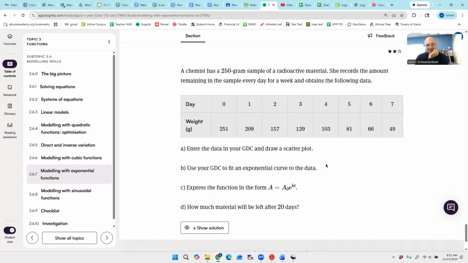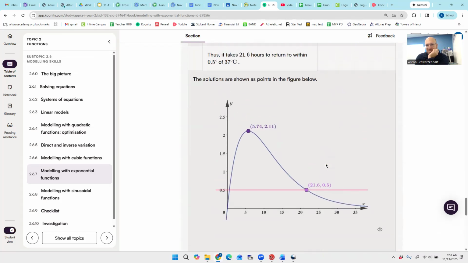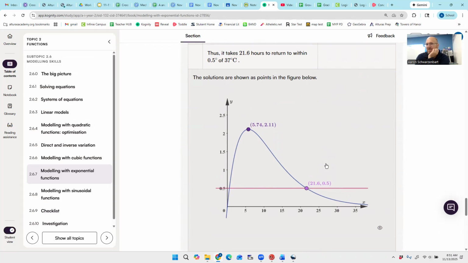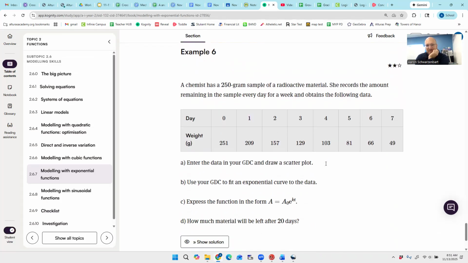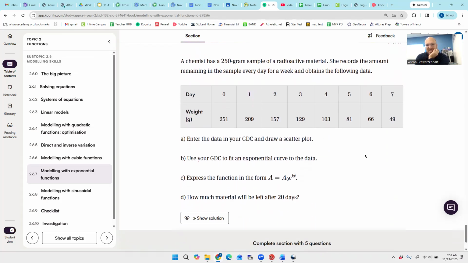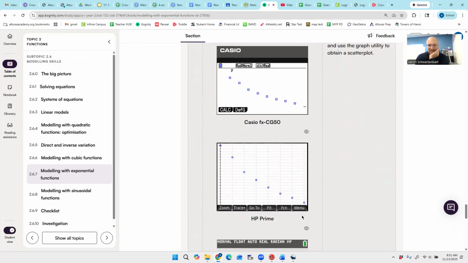Fitting data to an exponential function. We're going to do the same thing we did with cubics. Does this one make sense? Do the same thing we did with cubics for fitting data, except you're going to choose exponential regression. Express it in that form. I believe it's going to give it to you, and how much material will be left after 20 days? You're just plugging it in.